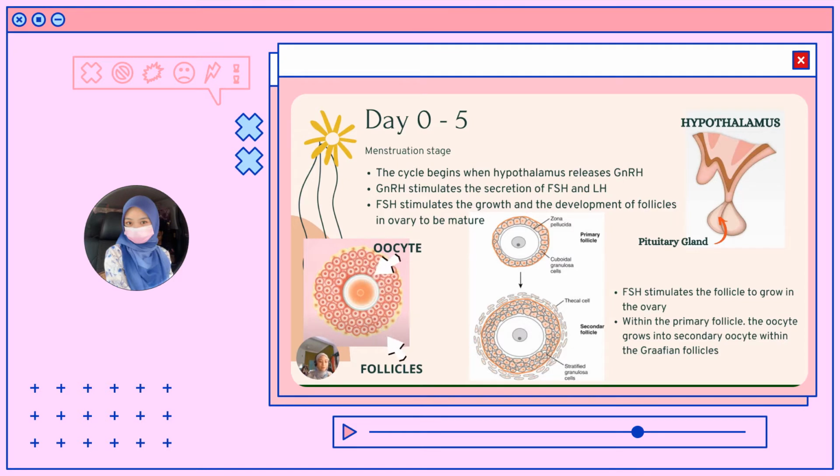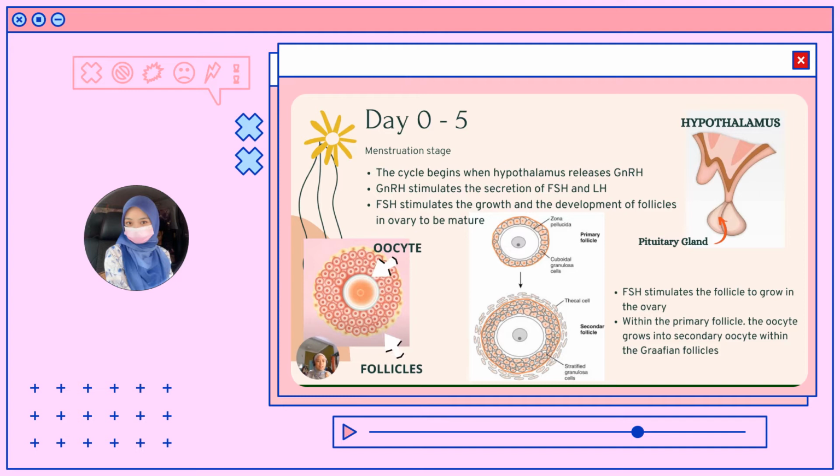So now I will explain about the stages of events and hormonal changes in one menstrual cycle. On day 0 until 5, the cycle begins when the hypothalamus, this is the hypothalamus, releases GnRH, which is the gonadotrophin releasing hormone. The GnRH stimulates the secretion of FSH, follicle stimulating hormone, and LH, luteinizing hormone.